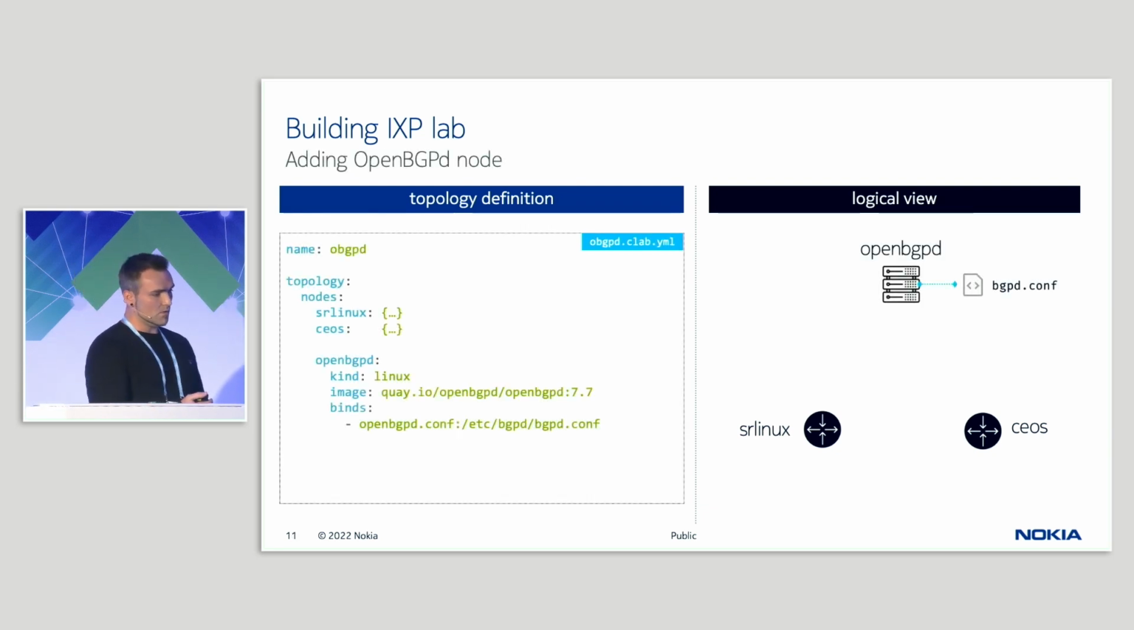Moving onwards to the route server, OpenBGPD. The community of OpenBGPD maintains a public container image for it. Same with BIRD. You can find a container image with BIRD. And to define this one, we need to change a few things. First, we need to say that the kind is now equal to linux. That means that Containerlab will deploy this container just as a regular Linux container without doing anything extra like we did for the peering routers. And we also specify the image, which is a public container image pushed to the Quay container registry.